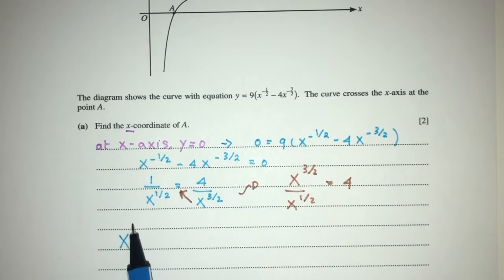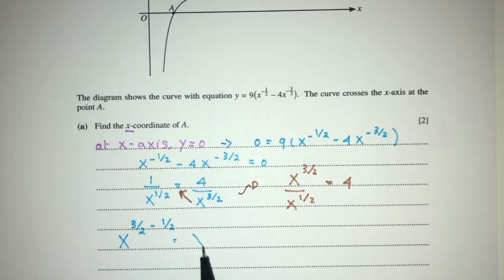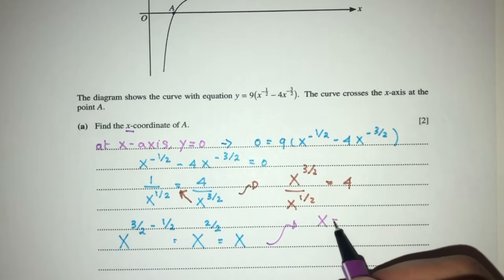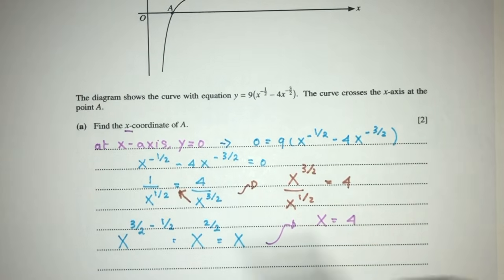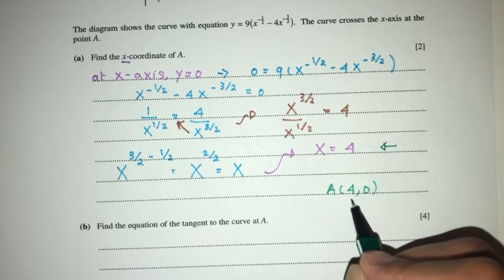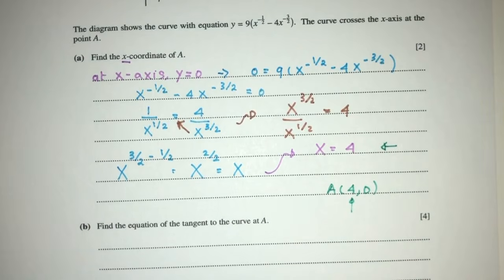So x^(3/2) divided becomes minus half. That should be x. That becomes 2 over 2, and that should be just x. So combine, this will give you what? x will be the value of 4. Okay, this is your answer for part A. So the point A is equal to (4, 0). This is the x value of your point A.